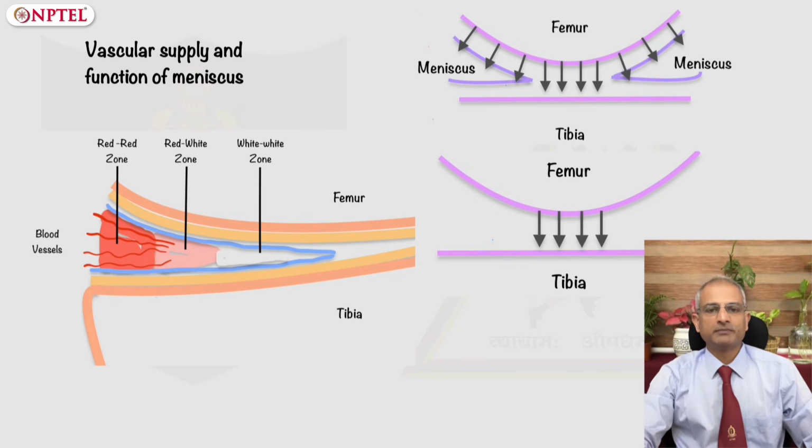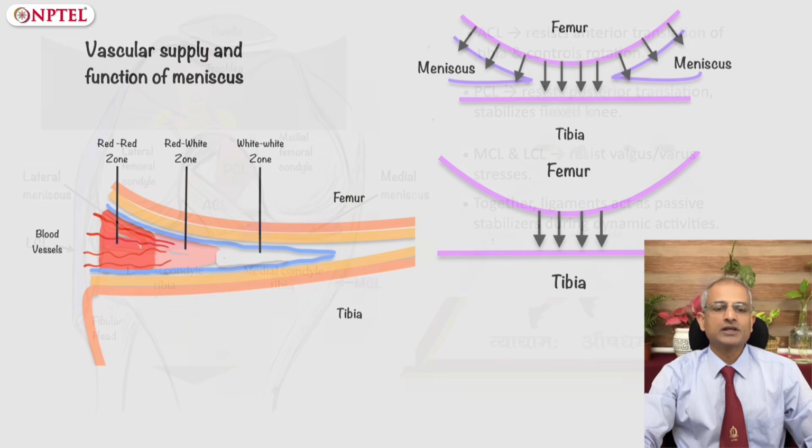The functions of the menisci are: they increase the joint congruence by conforming to the curvature of the condyles. They absorb the shock during loading of the knee. They help in load distribution across the bony surface, and they help in proprioception or the joint position sense.